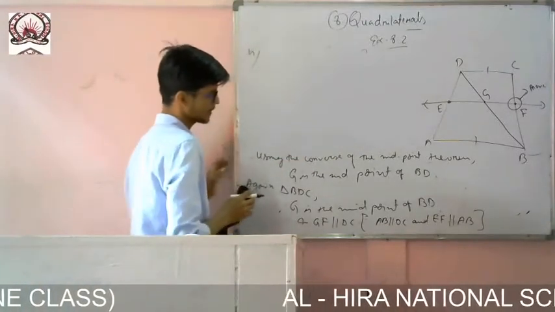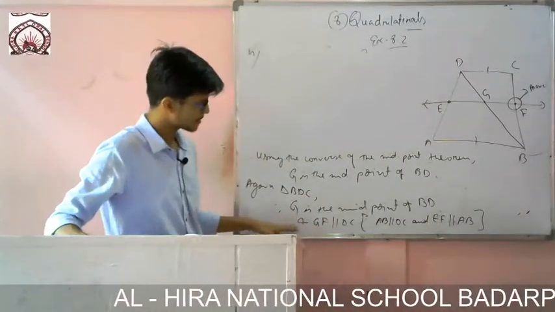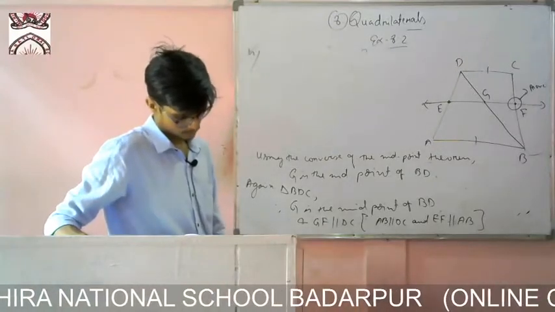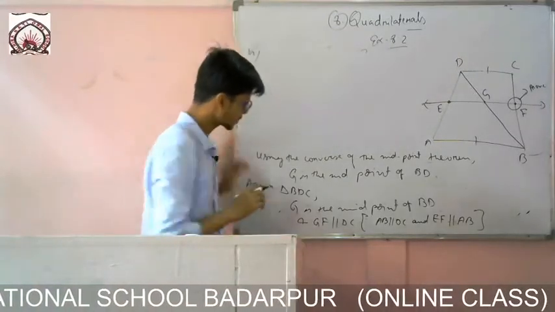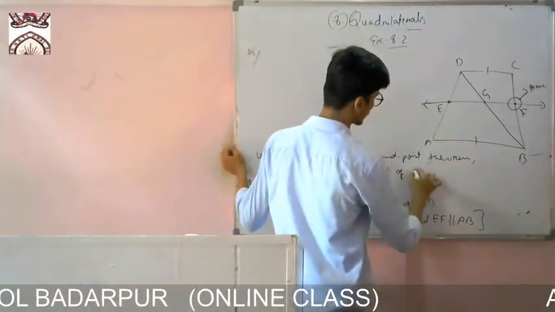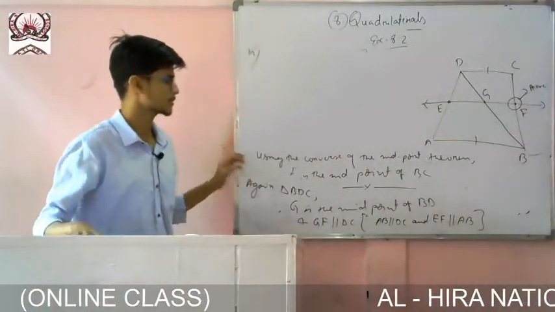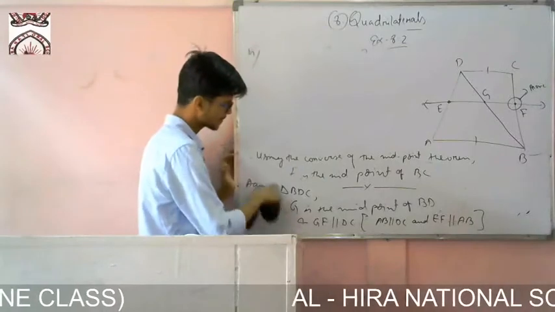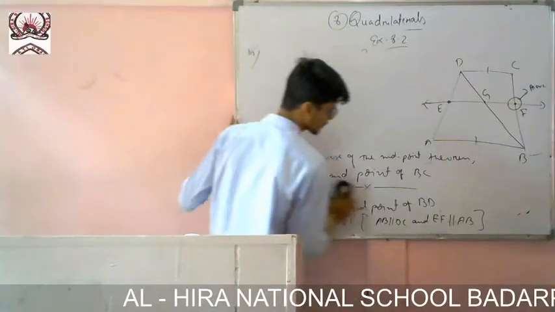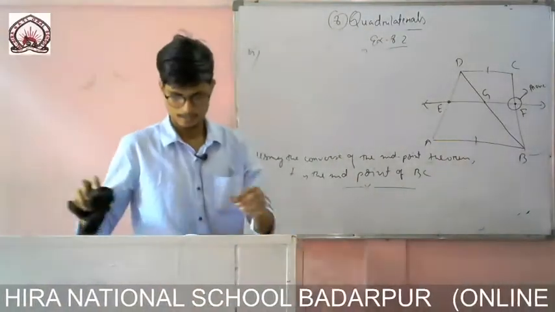What I can write, what we have shown, is that G is the midpoint of BD. So that means we can show that F is the midpoint of BC. So F is the midpoint of BC. Finished here. Using the converse of the midpoint theorem, after writing this line you write this one, F is the midpoint of BC. So here it ends.